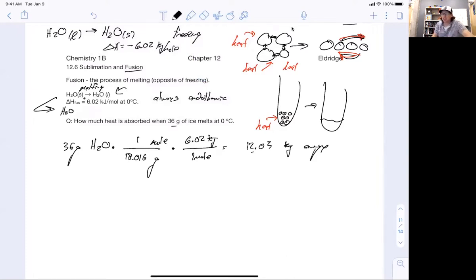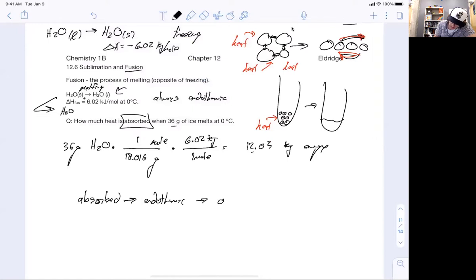One thing I want to say here is about the words. So absorbed means endothermic, means delta H is positive. Released, if heat was released, that we know means exothermic. We know that means the delta H is negative.